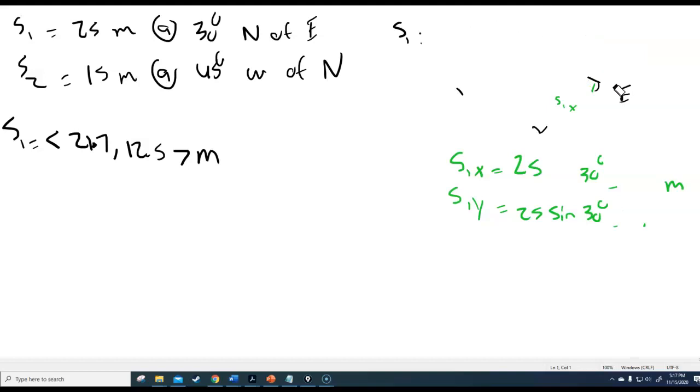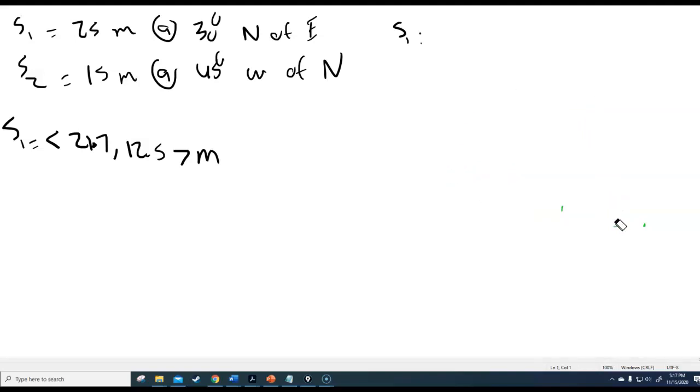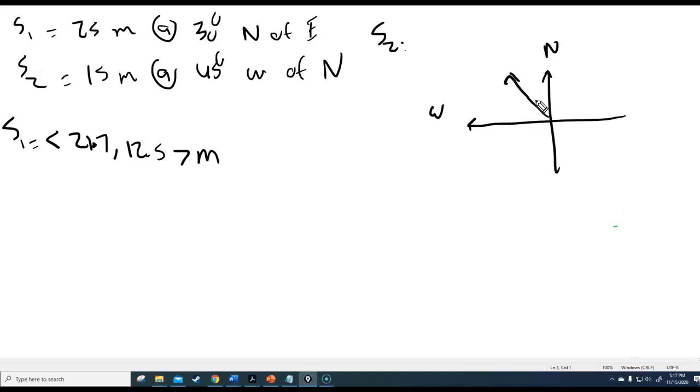For S2, the vector is 15 meters at 45 degrees west of north, so I'm going to sketch that out. So this is S2. This is west, this is north. West of north would be this angle here, so that's 45 degrees, and the magnitude was 15 meters.